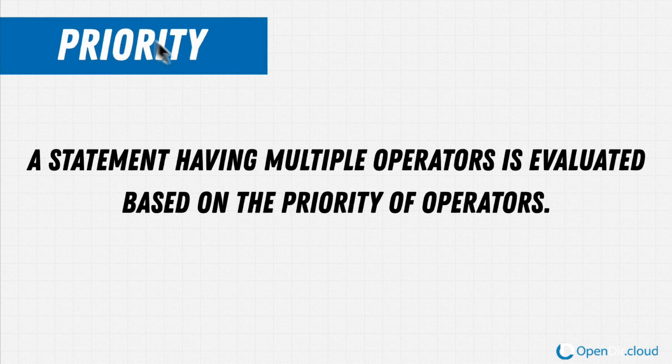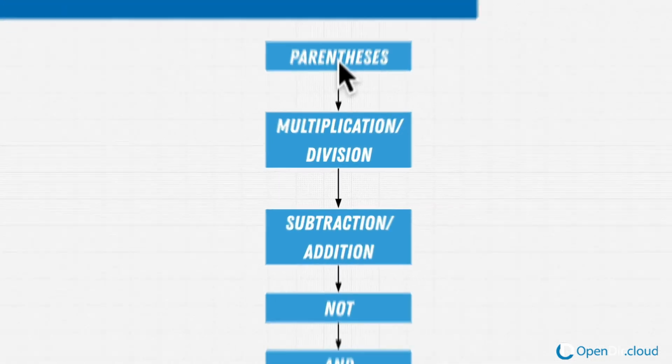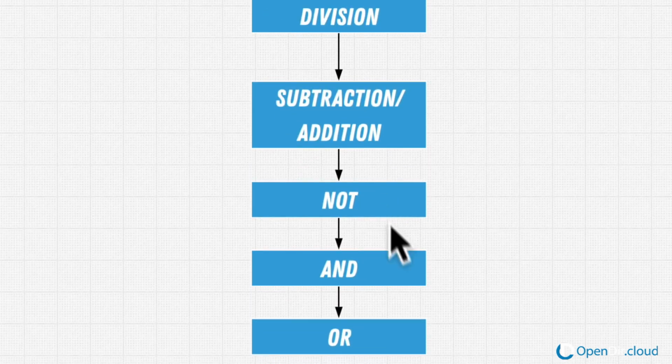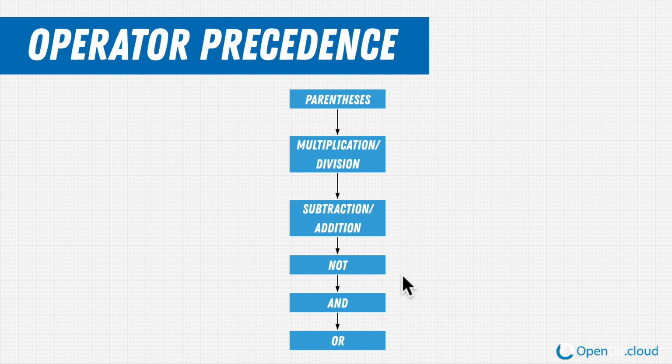So let's look at some priority sequencing. As we said, a statement having multiple operators is evaluated based on the priority of operators. So, just a quick refresher. The operator precedence is parentheses, then multiplication and division, then subtraction and addition, then the not, then the and, then the or. This is most important to least important, meaning or is the least important.